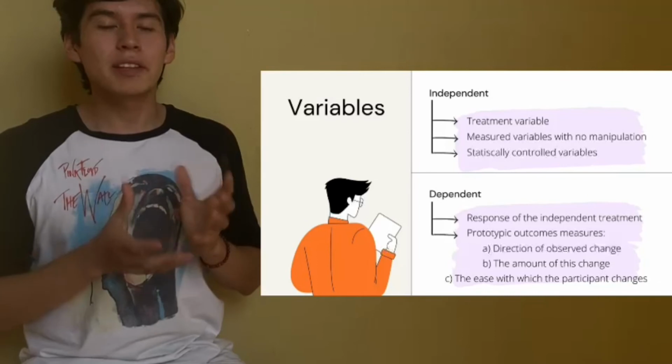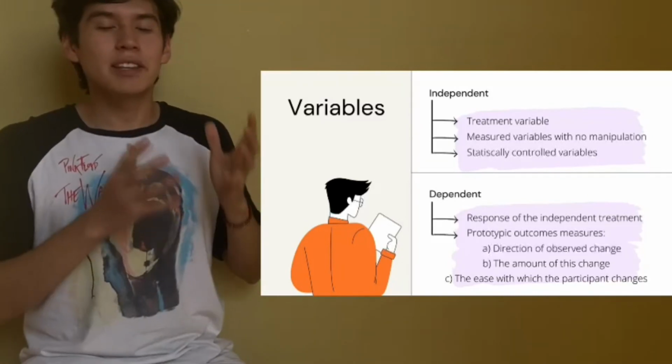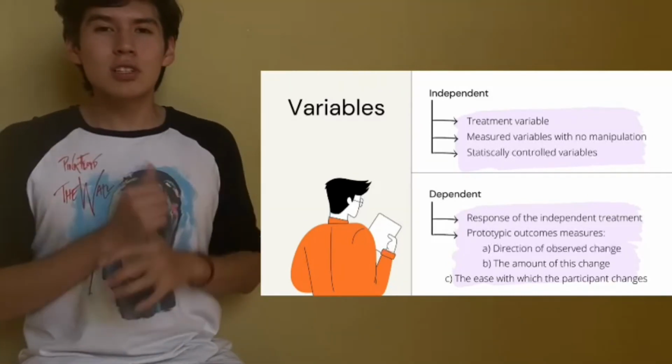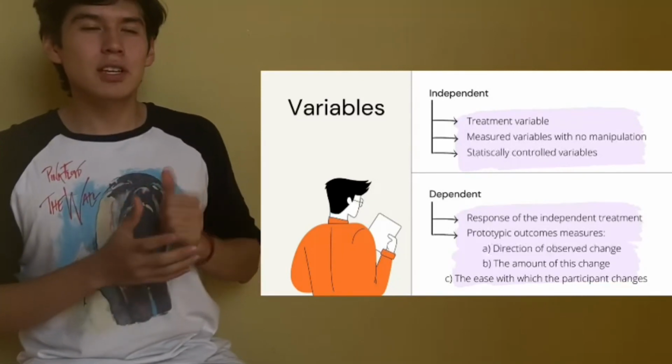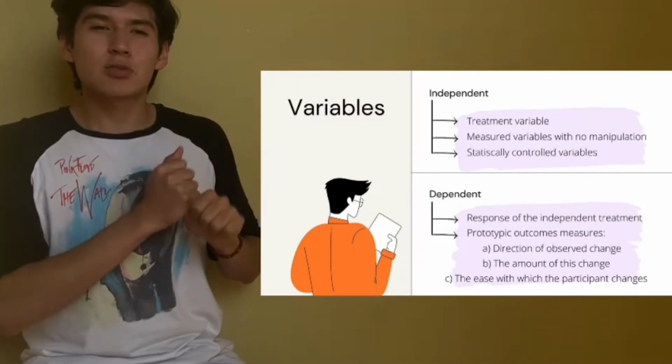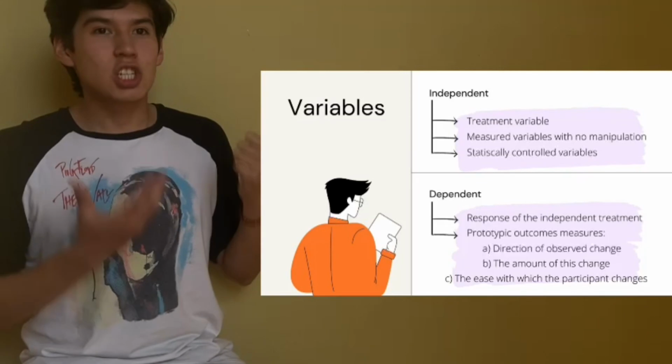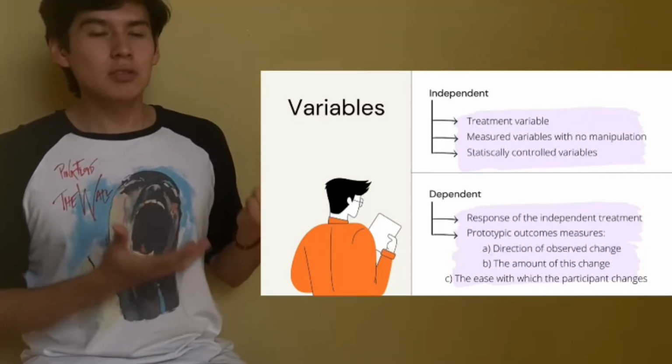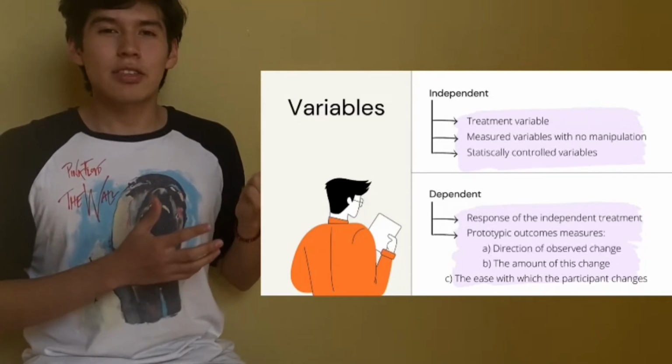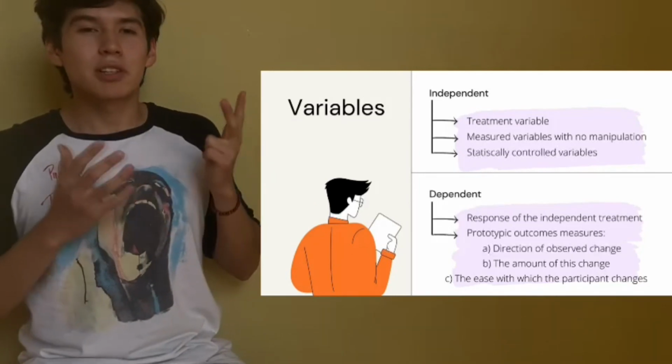Then we have the dependent variables that are influenced by the independent treatment. Rosenthal and Rosnow give us 3 prototypic outcome measures. The first one, the direction of the observed change. The second one, the amount of this change. And lastly, the third one, the ease with which the participant changes.